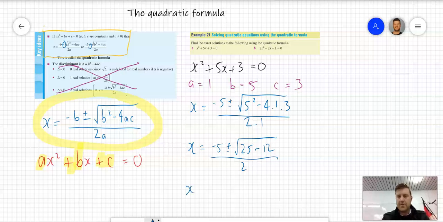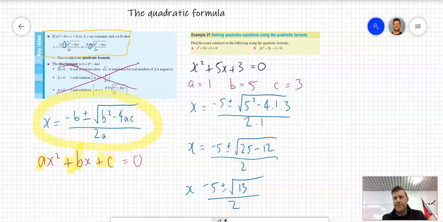So now I can just do what I've got underneath the surd there, so minus 5 plus or minus root 25 take 12 is 13, over 2. And in this instance, that's my solution, believe it or not. x is equal to minus 5 plus or minus root 13 over 2. If I could simplify the surd, or if I could simplify the fraction, I'd go ahead and do that. But in this case, I can't do that. 2 doesn't go into 5.